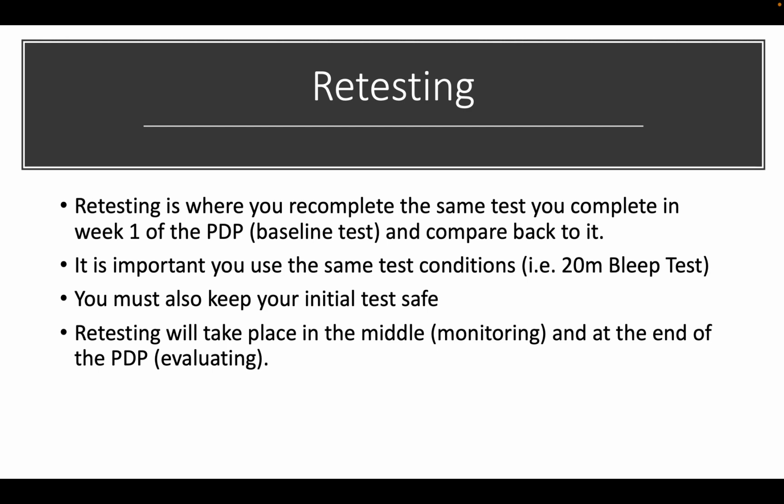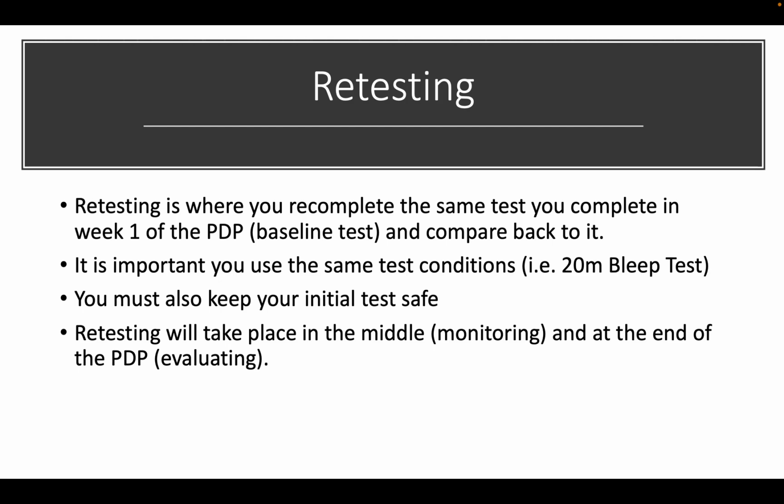So if, for example, my initial score was 10.1, I need to keep that safe because over the next few weeks I'm going to recomplete a bleep test using the same test conditions, so using the 20-meter track. Ideally, if you did it inside, you would then want to retest inside at the same time of day. It's a bit like reconducting a science experiment that you'll have done at school.